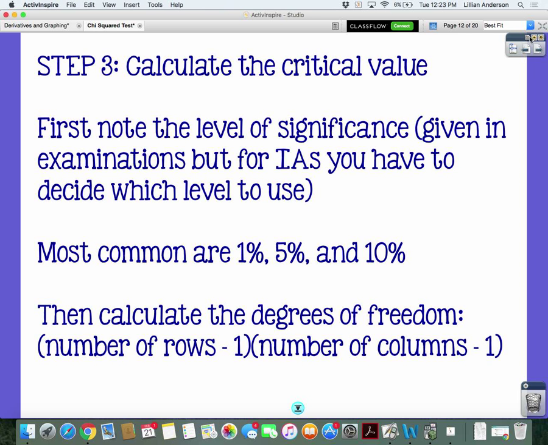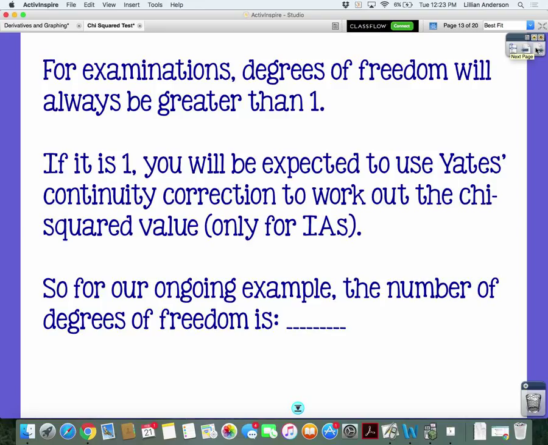Question on that? Alright. So, for examinations, the degrees of freedom will always be greater than 1. Always. However, if you decide to do this for your IA and it is 1, then you'll be expected to use the Yates continuity correction to work out the chi-square value. Again, this is only for our IAs. If you decide to do a statistics-based one, you perform a chi-square test, and you get 1, then you and I will talk individually about the Yates continuity correction. Okay? But again, examinations, degrees of freedom will always be greater than 1.